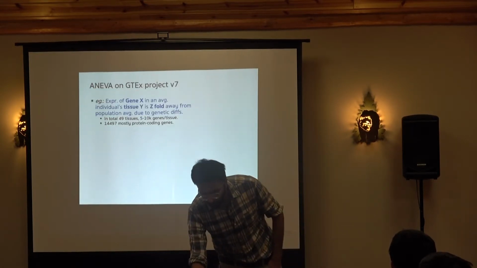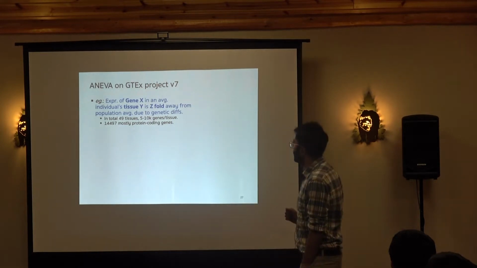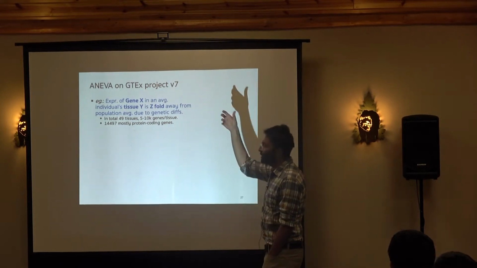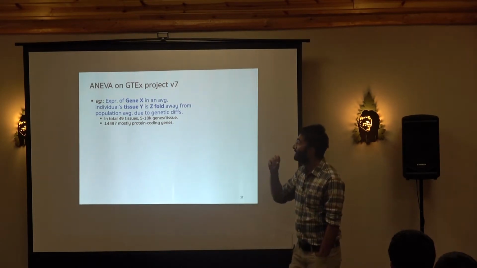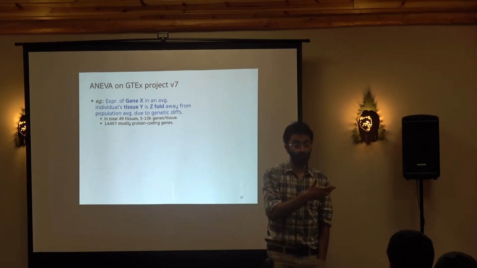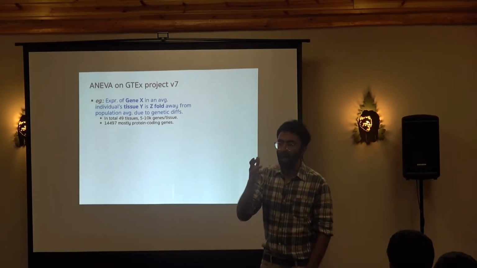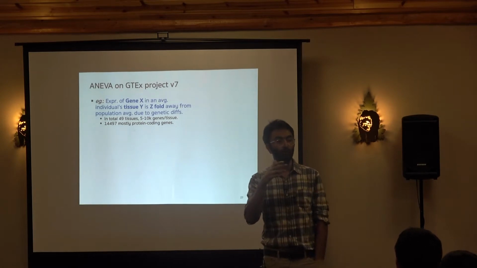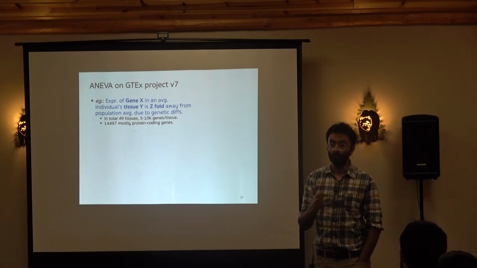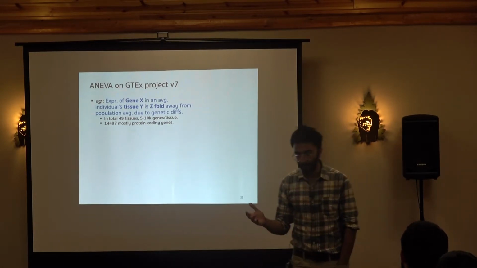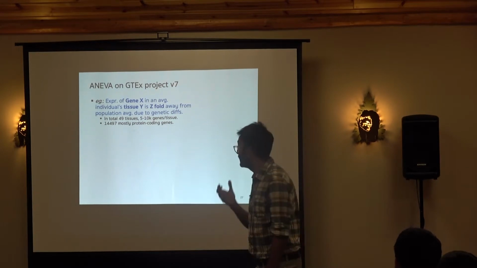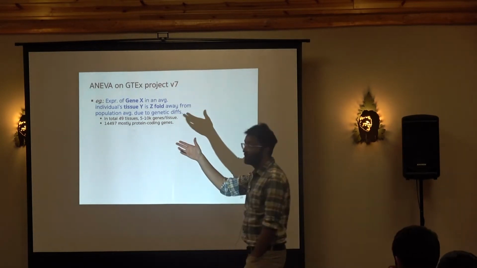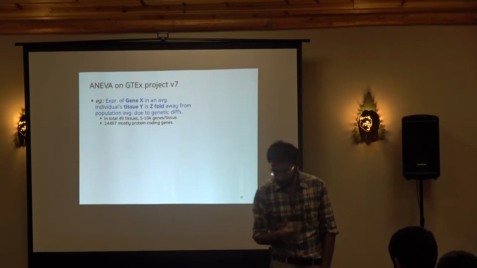So we did that. Now, if we do this on GTEx data, we'll come up with these sorts of sentences. Gene X in an average individual is going to be half a fold, for example, different from the average of the population due to natural genetic differences. So that's the type of thing we find. And we find these in about 50 tissues and around 15,000 genes.